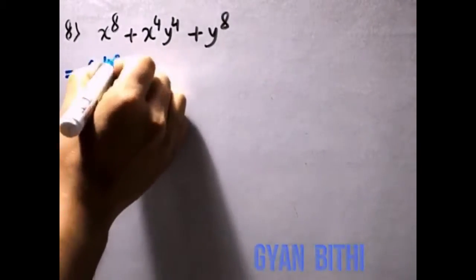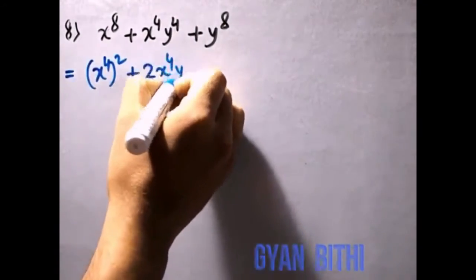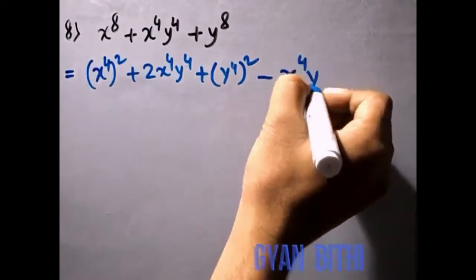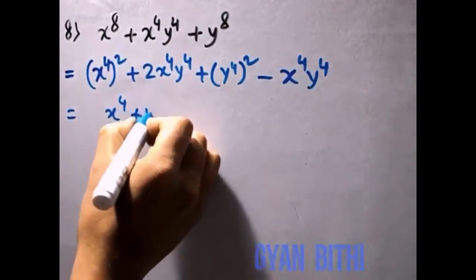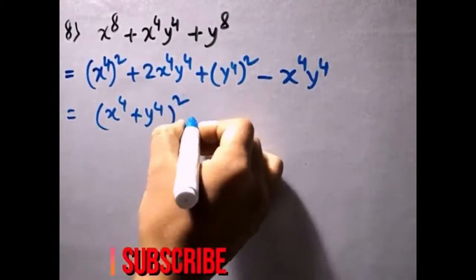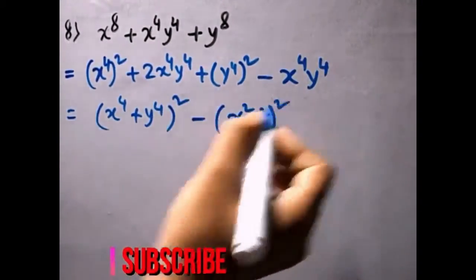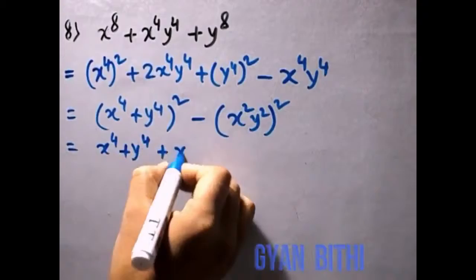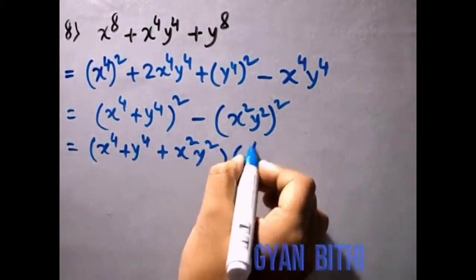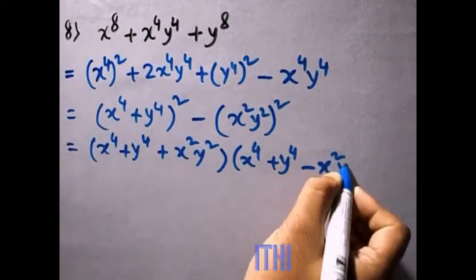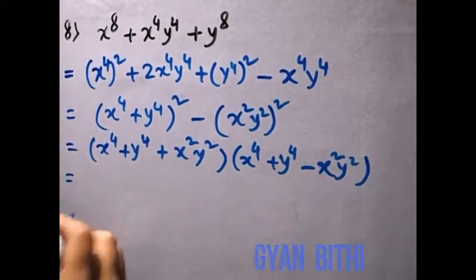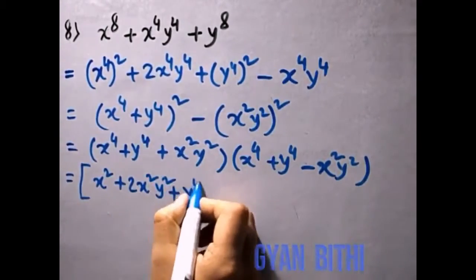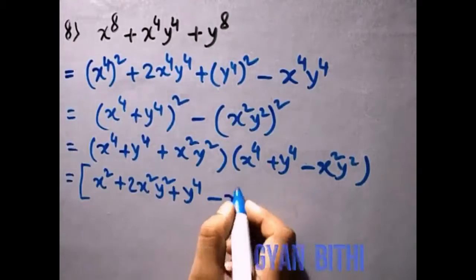x to the power 4 whole square plus 2x to the power 4 y to the power 4 plus y to the power 4 whole square minus x to the power 4 y to the power 4, equal to x to the power 4 plus y to the power 4 whole square minus x square y square whole square, equal to, this is going to be square form. So a plus b into a minus b equal to x square. So we split this in this form.